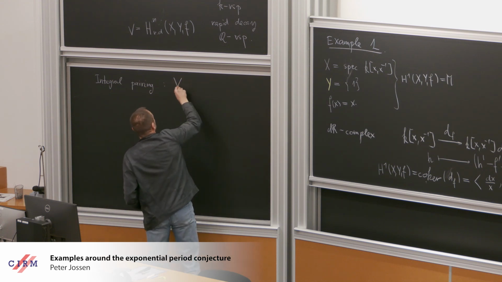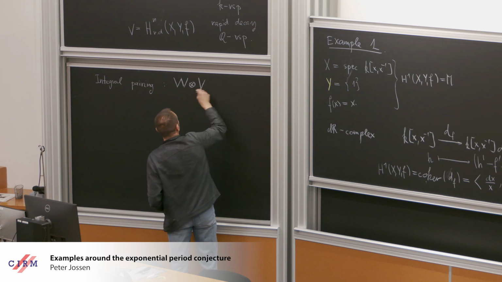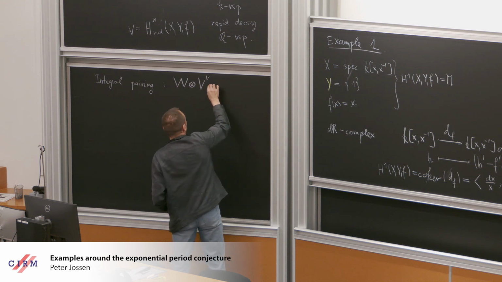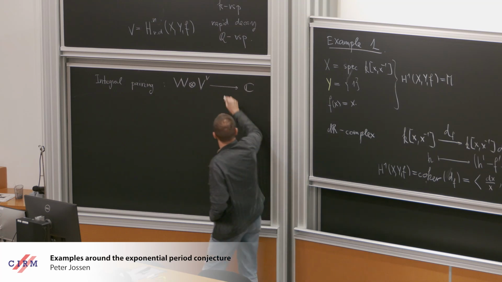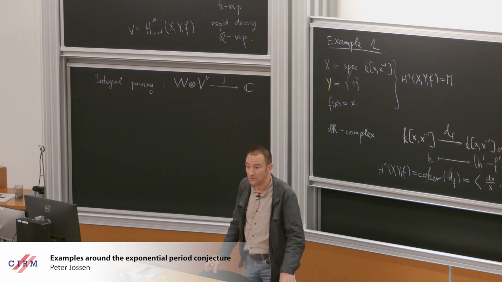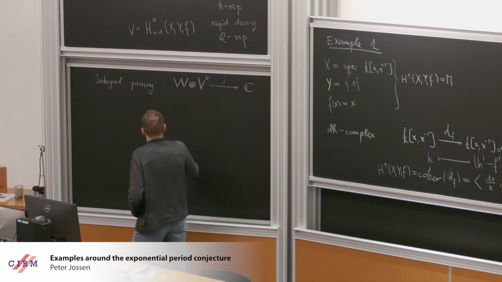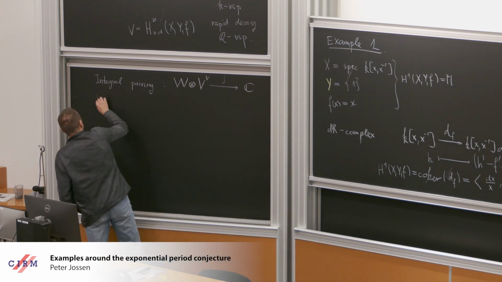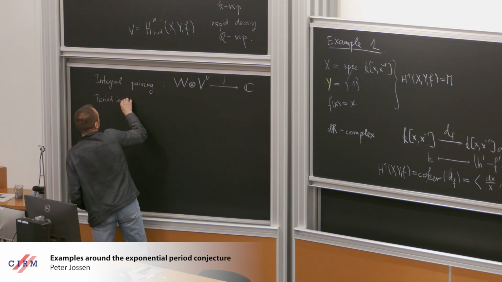Which I can see as some map between V and W and V dual that goes to the complex numbers, given by integrating a differential form along a topological cycle, or you can see it as an isomorphism of vector spaces, then it's called the period isomorphism.